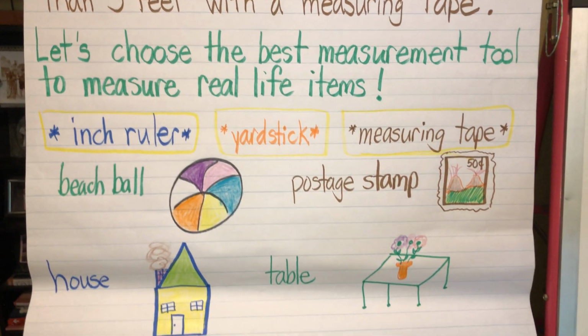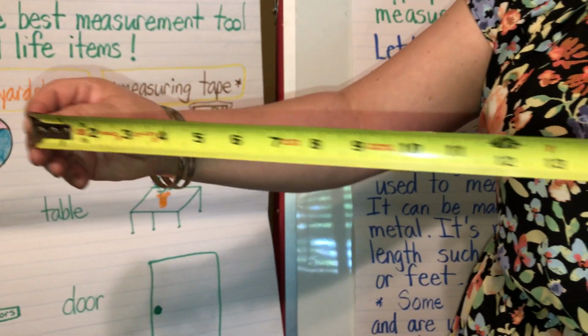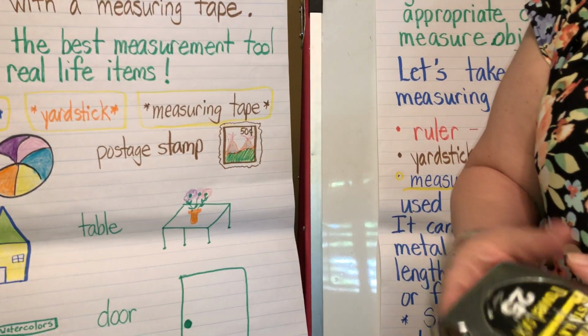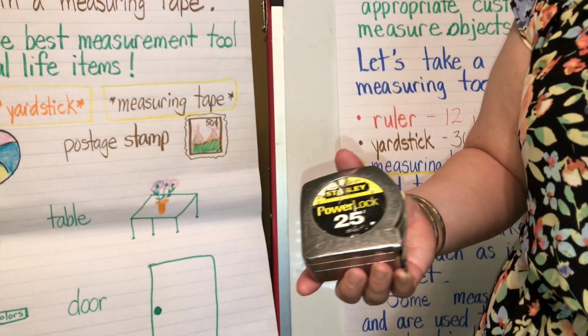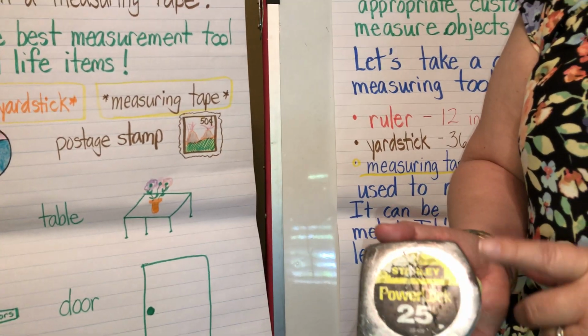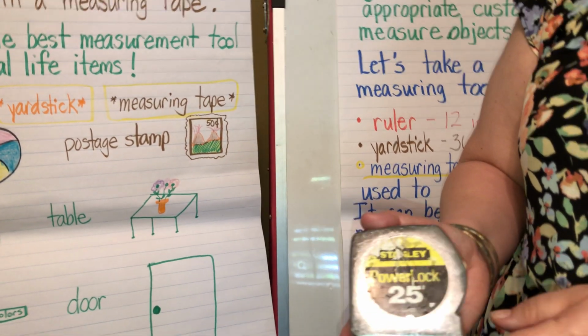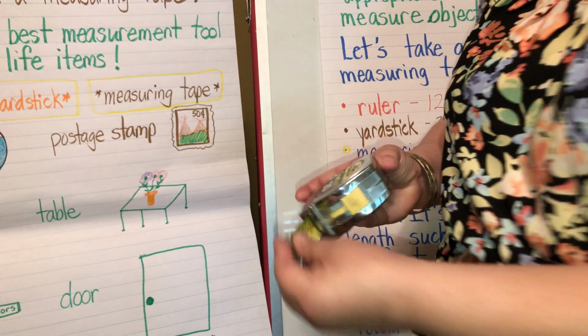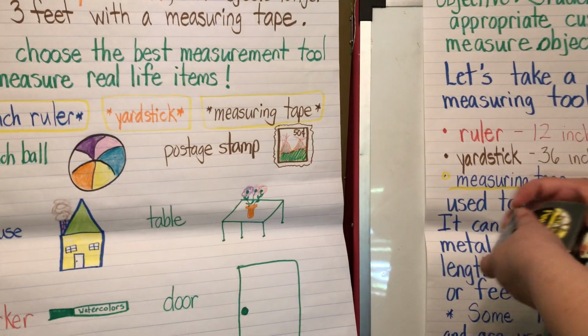If you said a measuring tape or a tape measure, then you are correct. Okay, houses are big. They're large objects, and you would require something like a measuring tape like this. This one goes out to 25 feet. So this is what you would use if you were measuring a house.